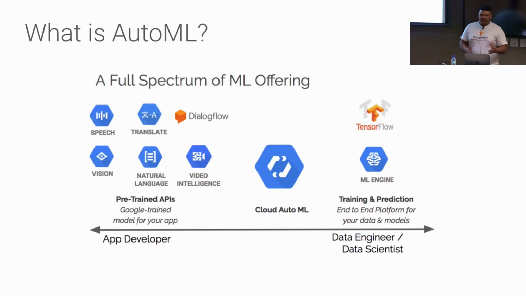Now there's a part where you don't have to write any code because it's an API, but then there's another part where you have to be pretty hardcore with TensorFlow and do all the writing and all the math. And then there's Cloud AutoML that's kind of in the middle where you can create custom machine learning models, but you still don't have to do all the math in the code, which is kind of great.